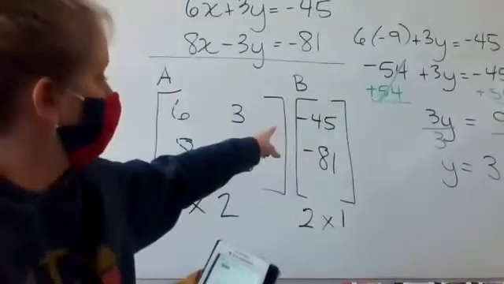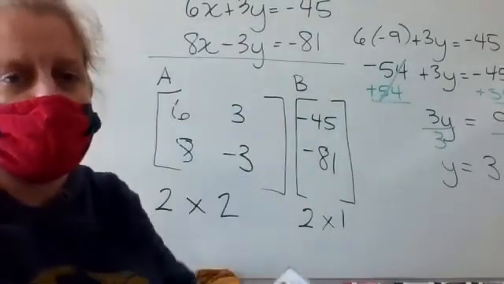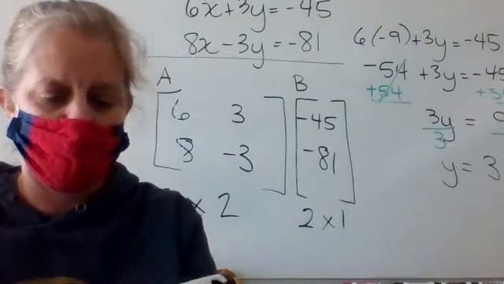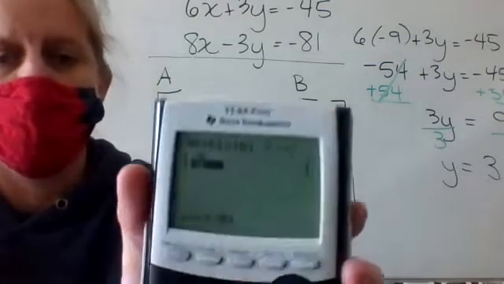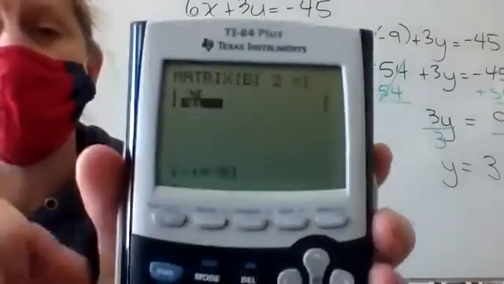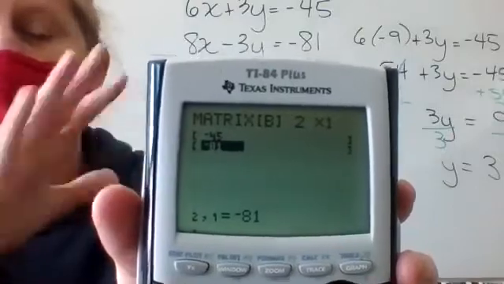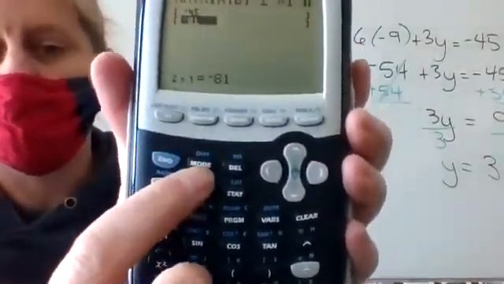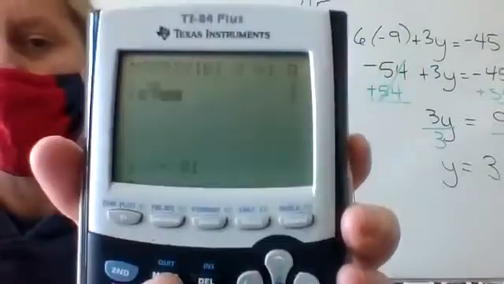So what I put in there is the negative 45 and the negative 81. So negative 45, enter, negative 81, enter, so that it goes with this problem. Now, here's what I want to do. I want to quit everything I'm doing. So just hit second and then the button right next to it. That'll quit and put you on the home screen.